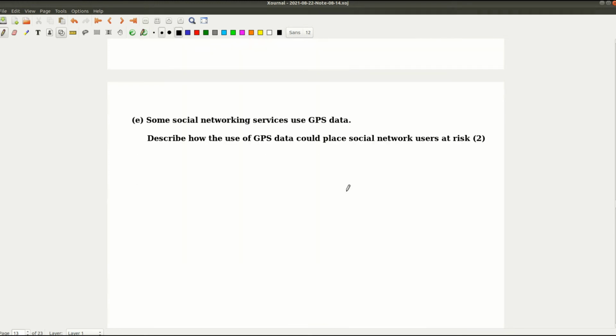Okay, so the next question is, some social networking devices use GPS data. Describe how the use of GPS data could place a social network user at risk. Okay, so the keywords of this question are GPS data, social network, and risk. Suppose your internet is on and also your GPS is on, you went to some new places, and then suddenly you get a notification from Google.